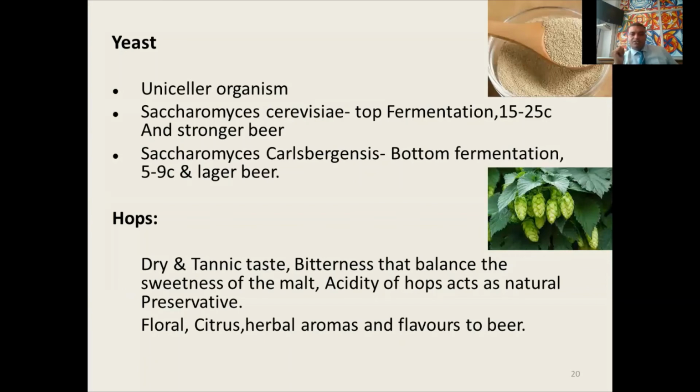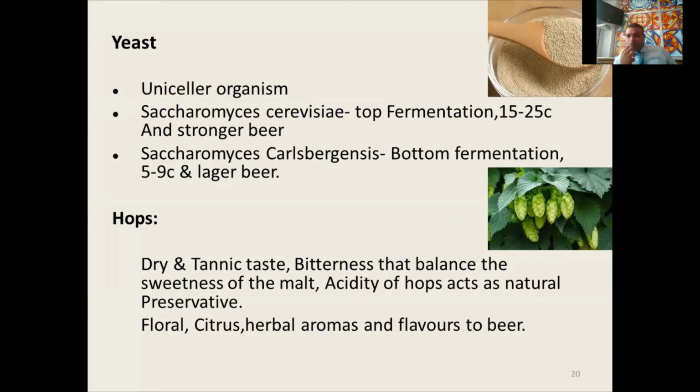The second yeast is Saccharomyces carlsbergensis. When we add this yeast to the tank, it immediately goes to the bottom, and the fermentation happens at the bottom of the tank. We have to maintain the temperature at 5 to 9 degrees, and then we get the light beer, nothing but lager beer. Our output will be light beers.